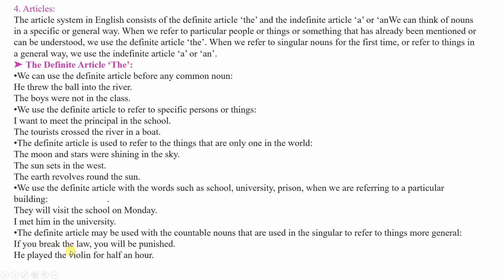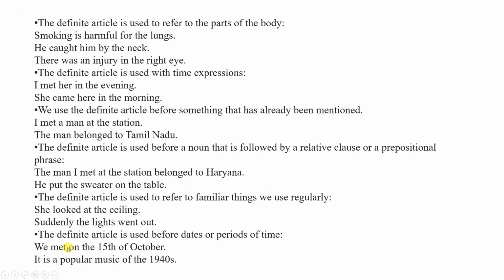If you break the law, now here law, then you will be punished. So this thing is more general. Everybody has to follow the law. The definite article is used to refer to the parts of the body. For example, smoking is harmful for the lungs. So here we are talking about a part of the body.